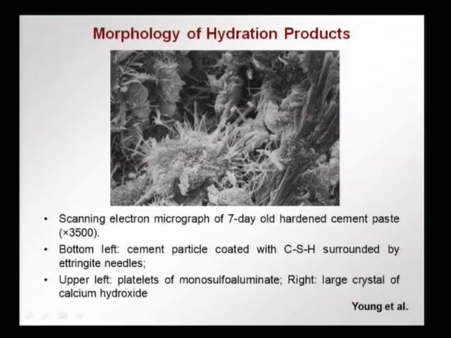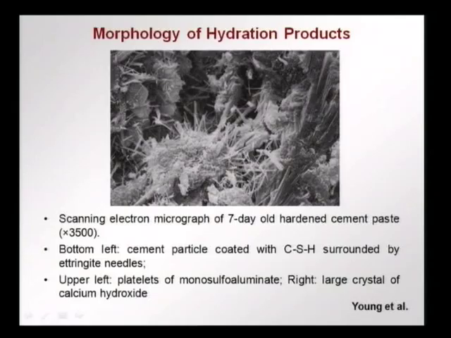During hydration, we saw that a lot of hydration products are formed. How do these products look like? This is a micrograph from Young et al. showing a 7-day-old hardened cement paste, and we see the different hydration products here. In the bottom left, this is a cement particle coated with calcium silicate hydrate. This spongy mass is the calcium silicate hydrate, and the needle like structure that we see is ettringite.